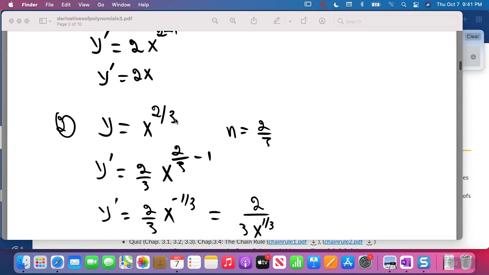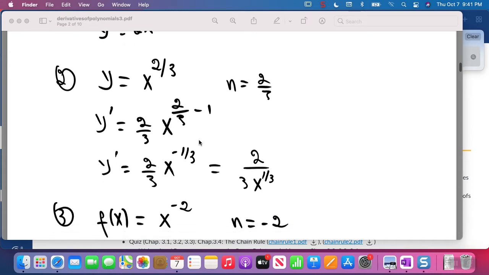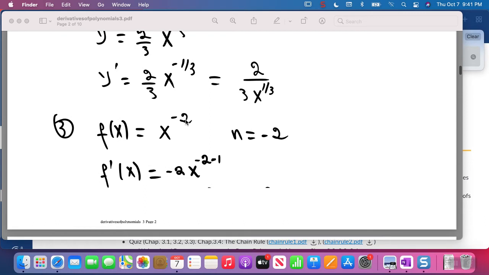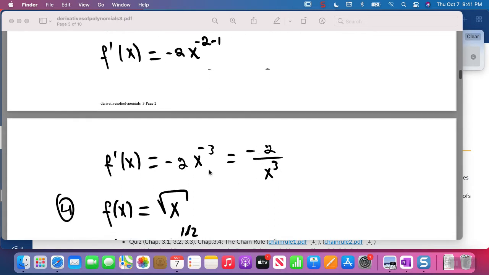If n is 2/3, then you do the same thing. So y prime is going to be 2/3 times x raised to 2/3 minus 1, which gives you 2/3 times x raised to negative 1/3. You want to express this with a positive exponent, so you bring it down to the denominator to become 2 over 3 times x to the 1/3. This time n is negative 2, so you do the same thing. You drop negative 2 times x raised to negative 2 minus 1, which gives you negative 2 times x raised to negative 3, which you can write as negative 2 over x cubed.